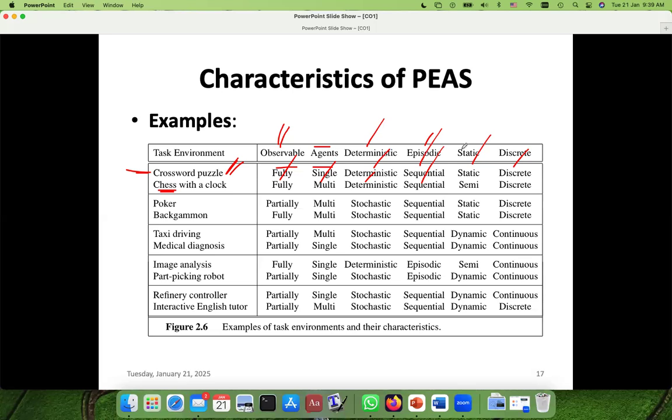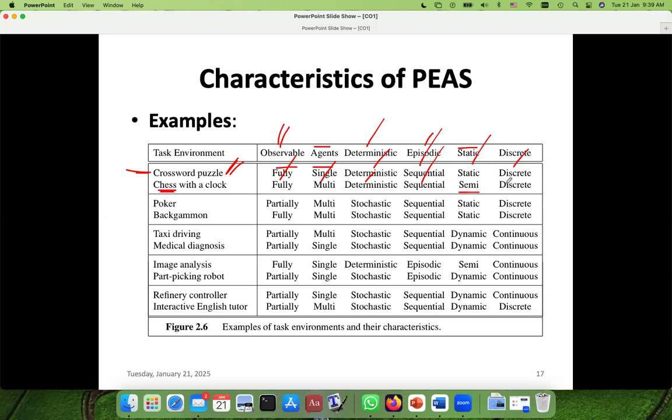Is chess static or dynamic? With the moves, your future paths can be changed. So it is neither fully static nor fully dynamic, because fixed possibilities are there. So it is semi, in between. Semi means in between, both static and dynamic.